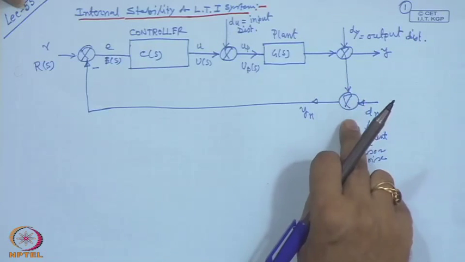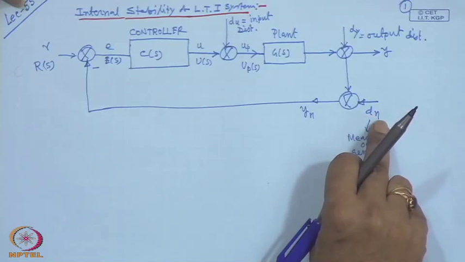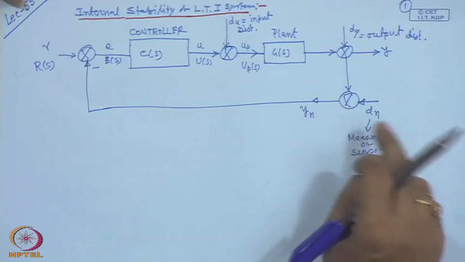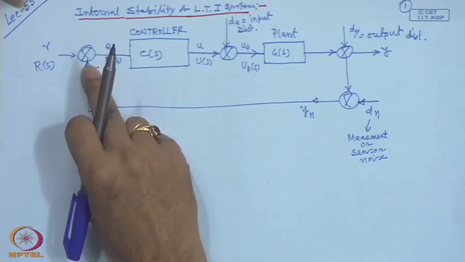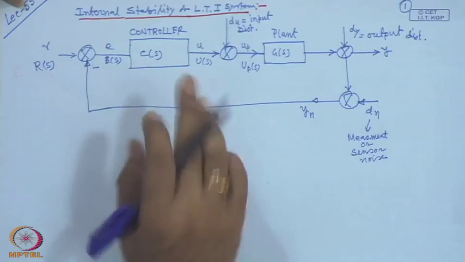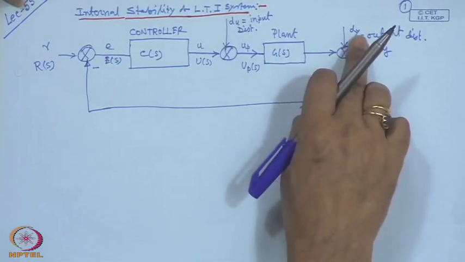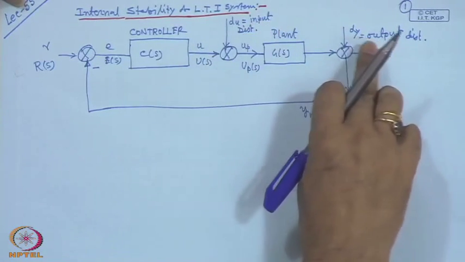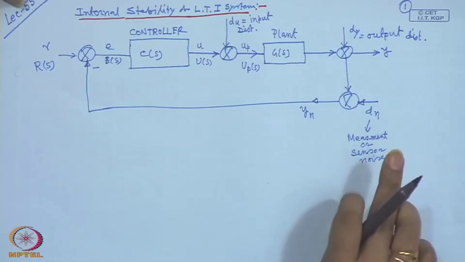Then dn is the measurement noise, the output is corrupted with the noise, sometimes we call it sensor noise, and this is the feedback. Let us see how many inputs we have here. These inputs are unwanted signals: du, dy and dn. du is the input disturbance, dy is the output disturbance and dn is the measurement noise.